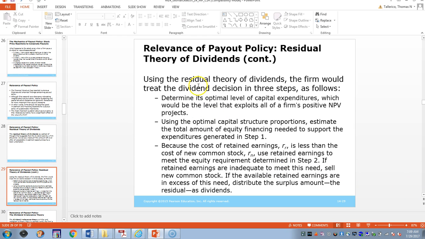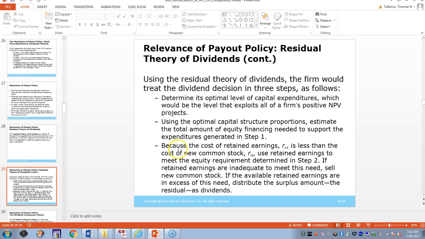All right, so basically there's 3 steps involved when you're dealing with a dividend, right? Determine the optimal level of capital expenditures, which would be the level that exploits all of the firm's positive net present value projects, and use the optimal capital structure proportions to estimate the total amount of equity financing needed to support the expenditures. And because the cost of retained earnings is less than the cost of new common stock, use retained earnings to meet the equity requirements determined in step 2.